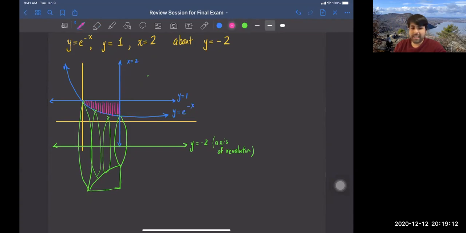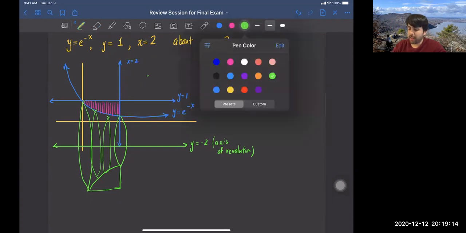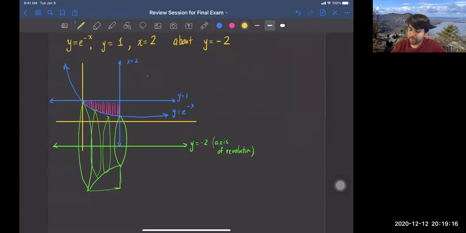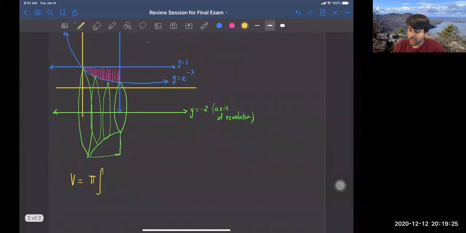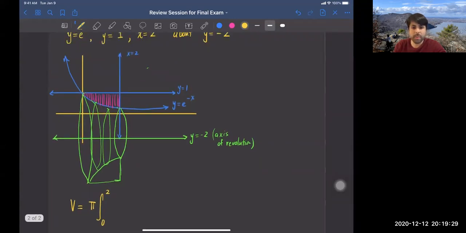Again, the most important thing is setting up the integral. So I know that pi is going to be part of it. The washer method from 0 to 2 again, that hasn't changed. The bounds of integration still go up until 2, for x goes from 0 to 2. Now the problem is what's the outer and what's the inner? What's the outer radius and what's the inner radius? That's the most difficult part to figure out.